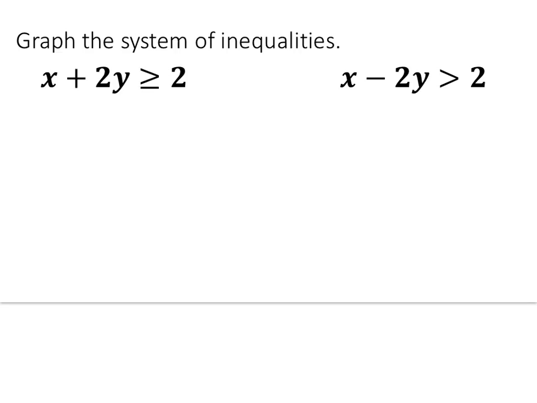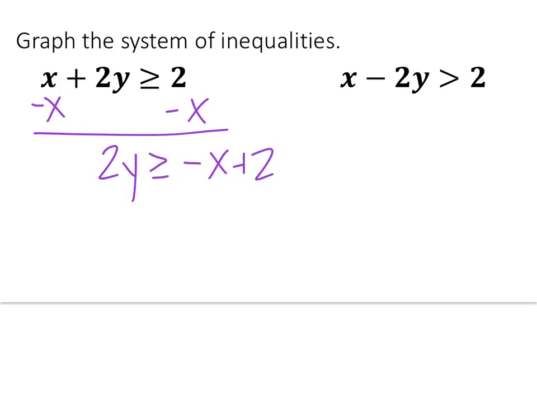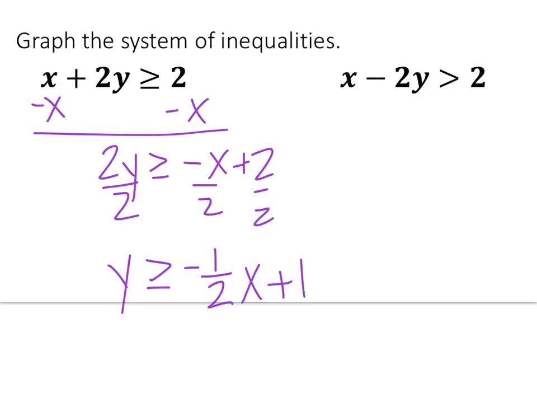So in this first equation, to start getting y by itself, we're going to subtract x, and we get 2y is greater than or equal to a negative x plus 2. And then we're going to divide everything by 2. And so y is greater than or equal to negative 1/2 x plus 1. So that's going to be one line that we graph.